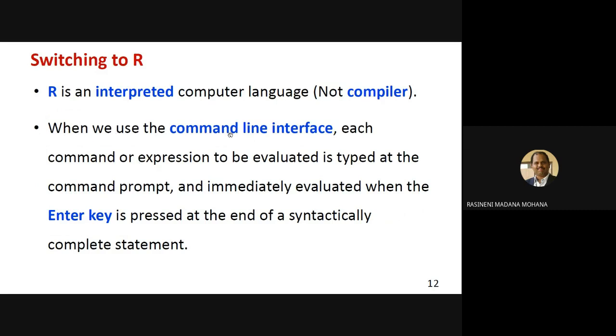So when we use the command line interface, each command or expression to be evaluated is typed at the command prompt and immediately evaluated when the enter key is pressed at the end of a syntactically complete statement. So in R, which looks like a command prompt, every command we type, simply by pressing the enter key, you can get the output, or if there is any error, it is displayed immediately, instead of every time using the GUI commands. So there is one more advantage.